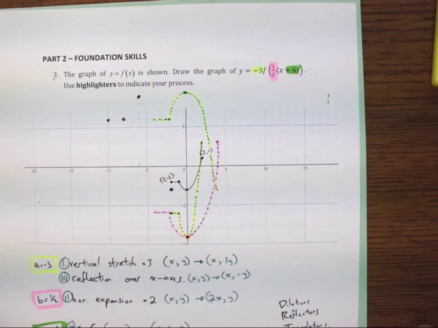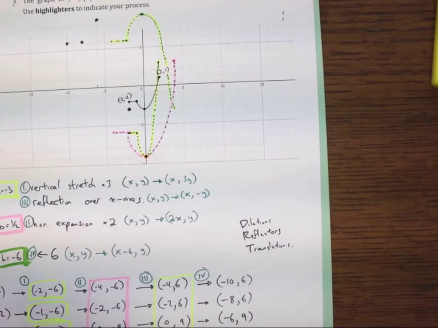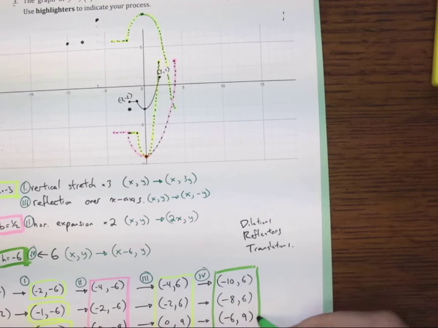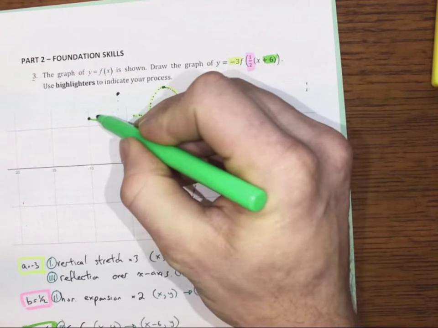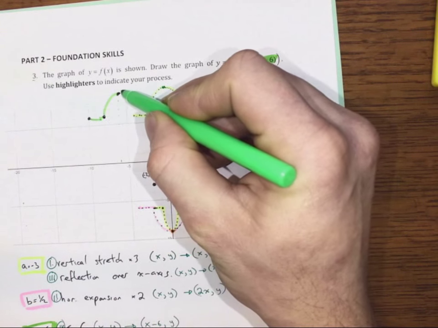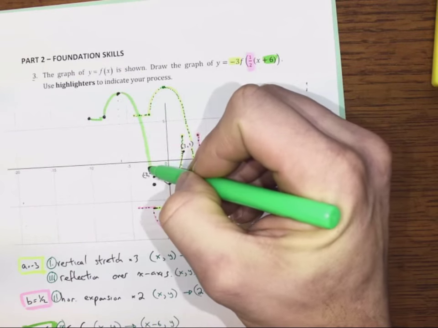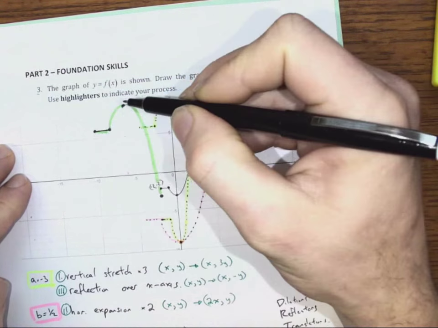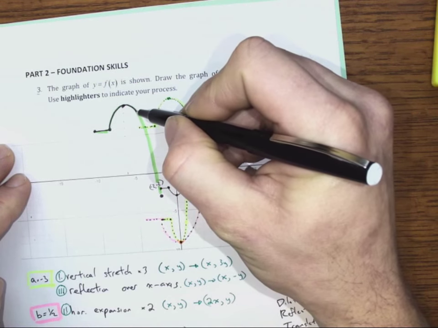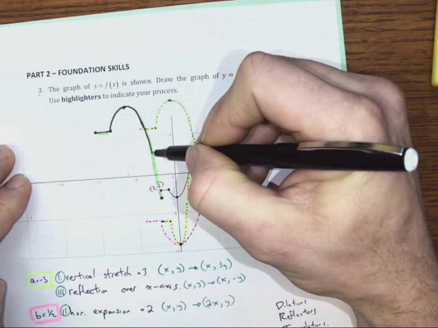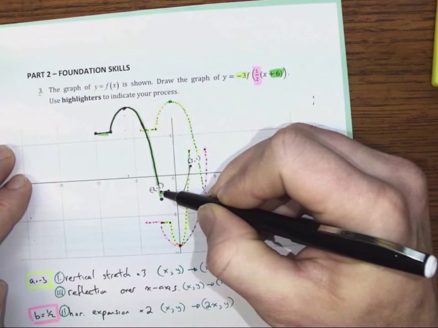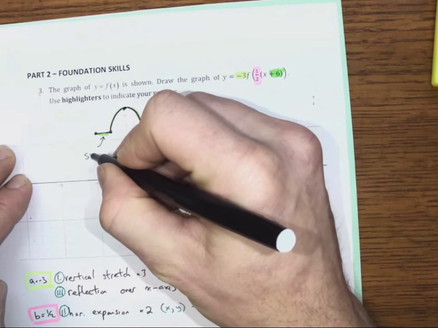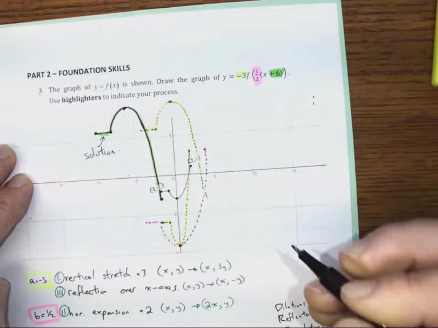So these ones, first I will color that with green because that is our green transformation of shifting 6 units left. And I'm going to use highlighters to indicate that as my final shape. And we're going to use a solid line to connect these as well because this is our real final transformed image of the function f of x. And I'll even write a little thing here, solution.